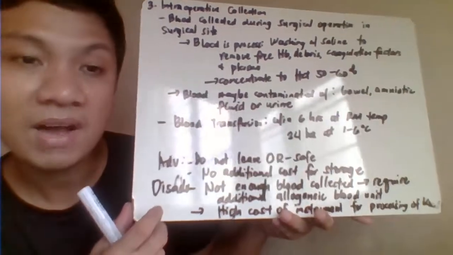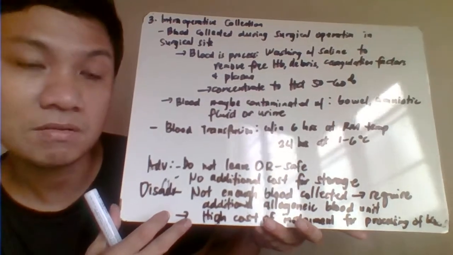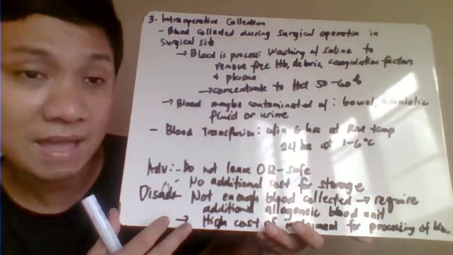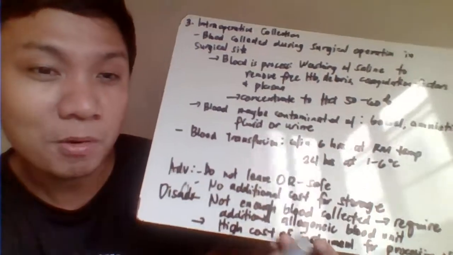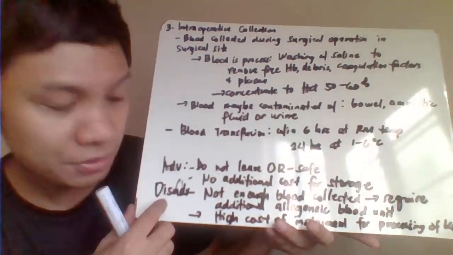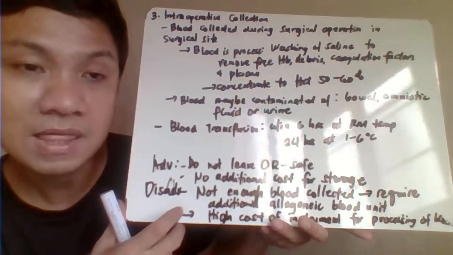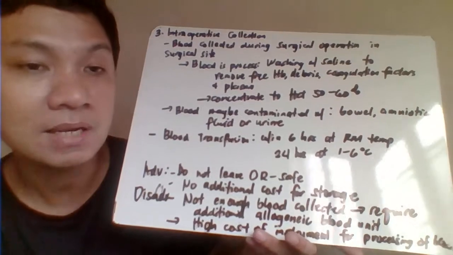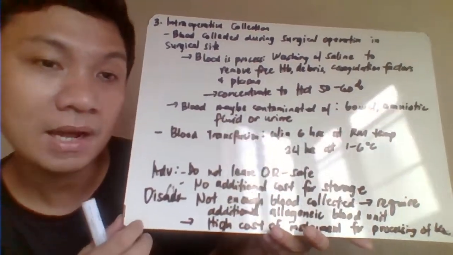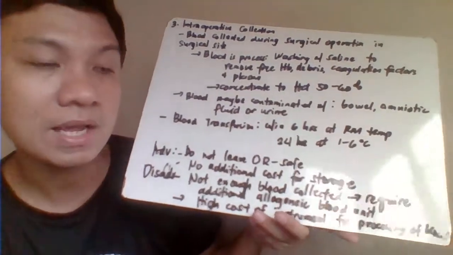The biggest disadvantage: since you are collecting your unit of blood at the surgical site, it is not enough. How much blood can you actually get from the surgical site? That is the disadvantage. It will not be enough for the entire blood transfusion of the patient. So therefore, you will still need another blood. This is your allogeneic blood unit.